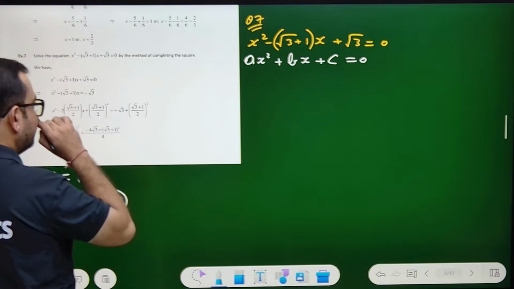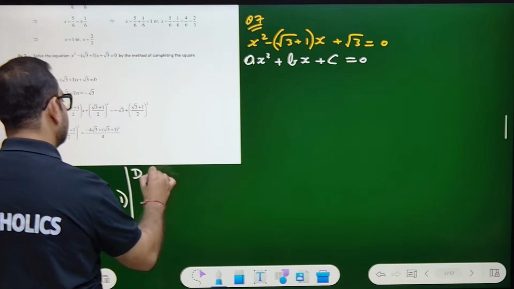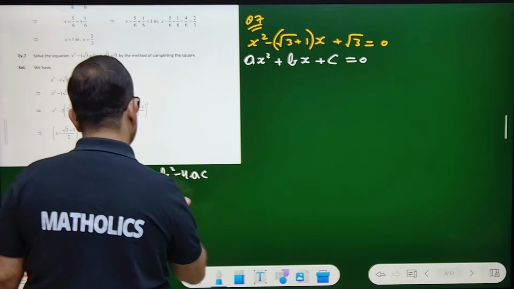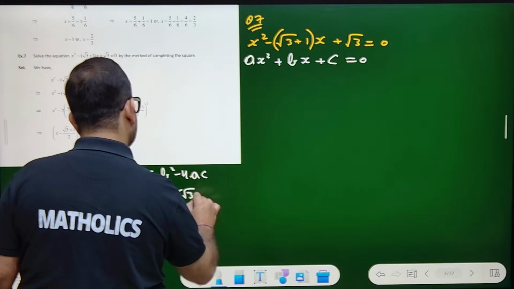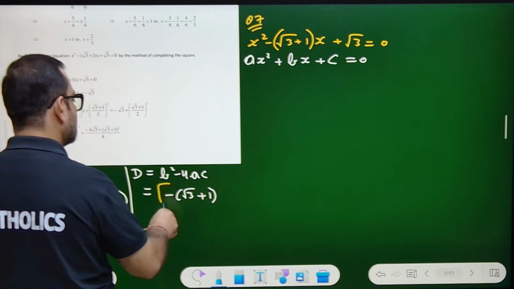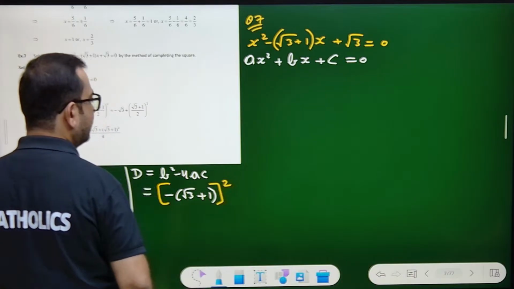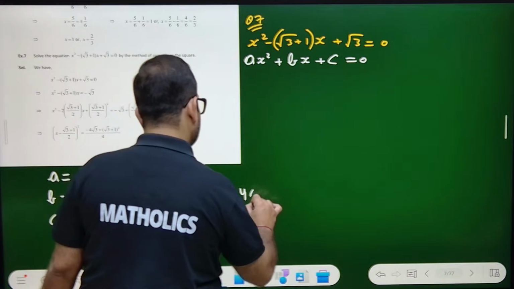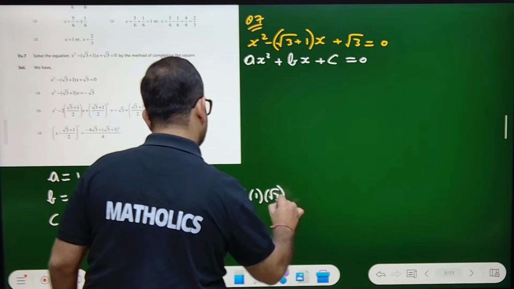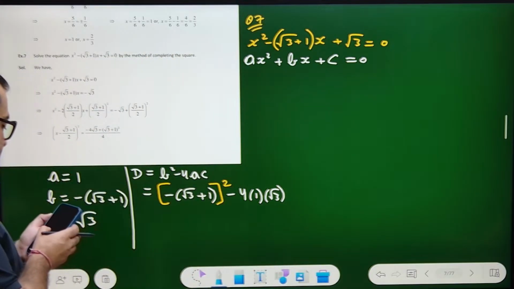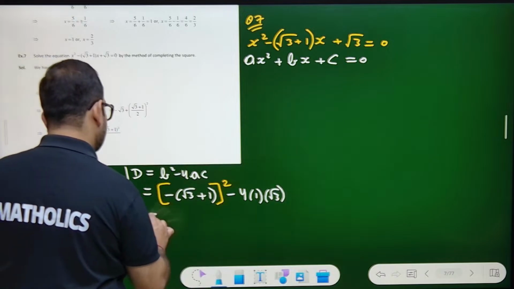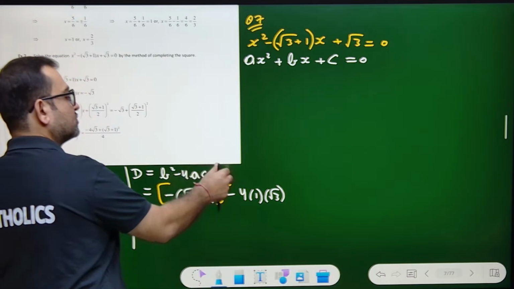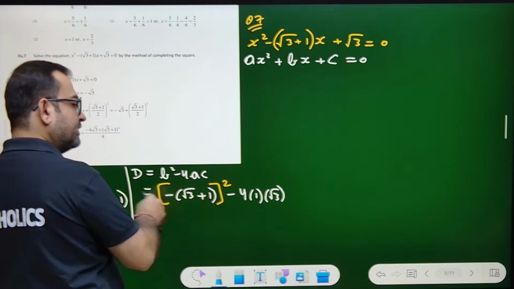So if I want to find d, what will be d? D will be b square minus 4ac, right? So what is b? B is minus of under root 3 plus 1. And its square would mean we have to use a large bracket like this. Minus 4ac means 4 into what is a? 1. And what is c? C is root 3. So this thing is the scene. Can anyone tell me? Negative square is always positive. If it would have been minus 5 square, so 25. So the negative sign will be removed.